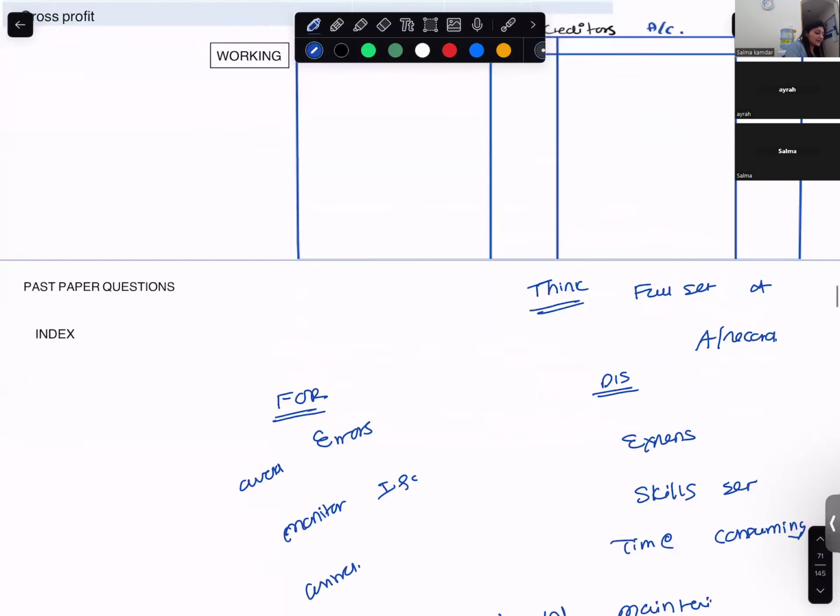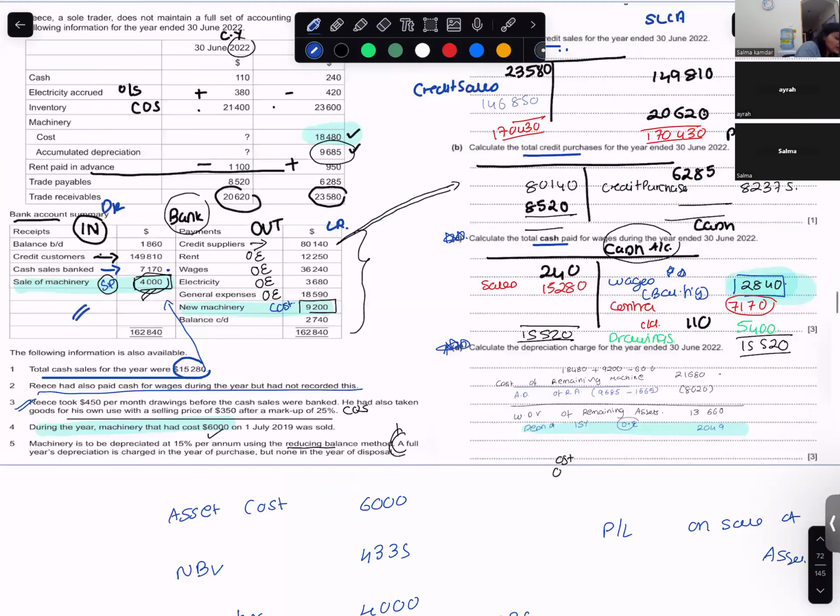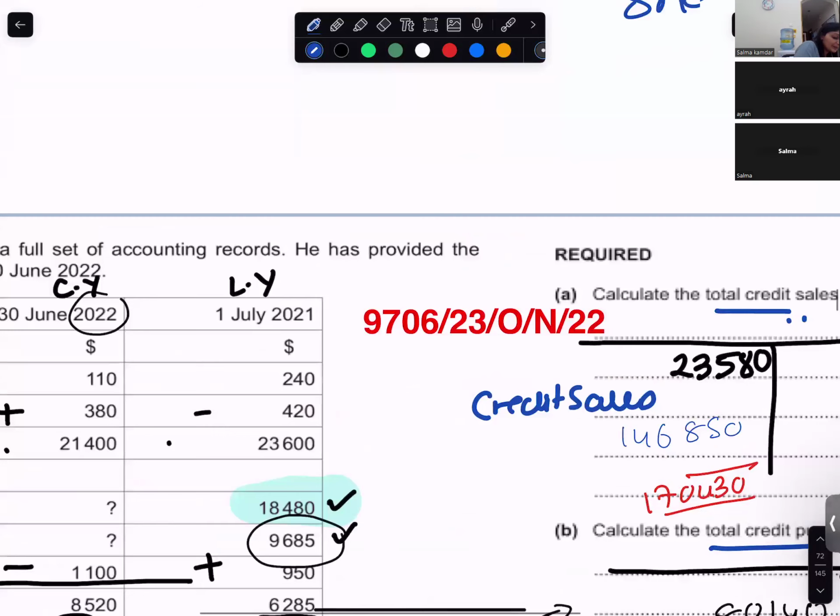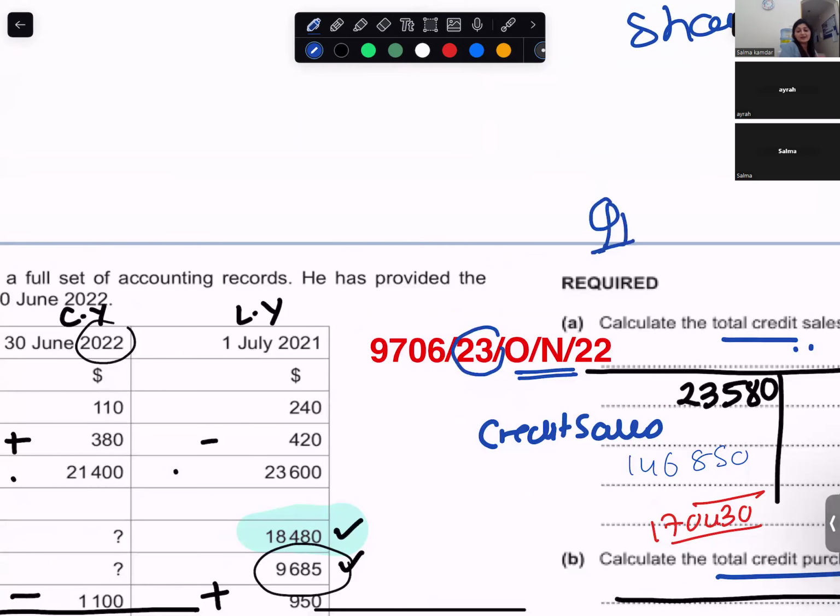Okay, so with this we complete October November 2022 paper 23 question number 1 of incomplete records. Please understand, to do this chapter you need to know control accounts very clearly. And there was also something related to depreciation. So if you don't know depreciation, you have to go back to depreciation and come back and do this.